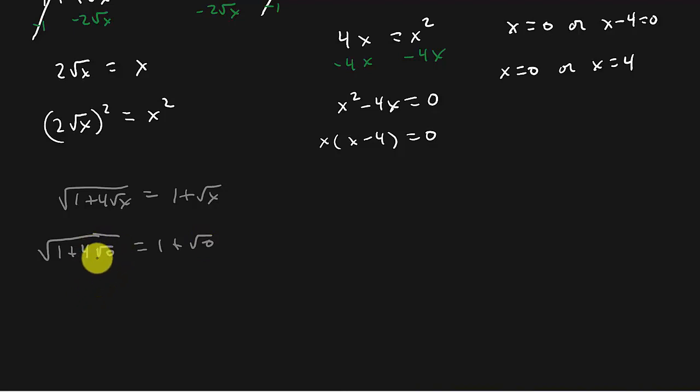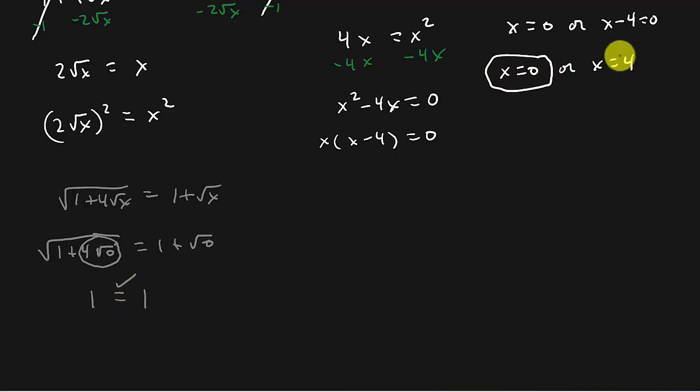All right, so here, this term right here, that's 0, and I'm left with just a 1 underneath the square root, and the square root of 1 is 1. And then that's 0 plus 1, which is 1, so that checks. So this is a solution.